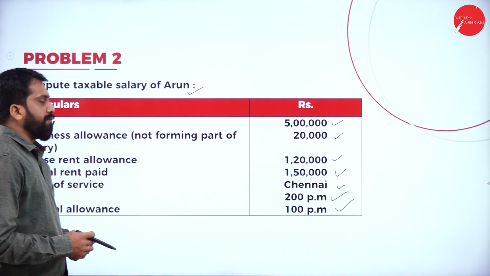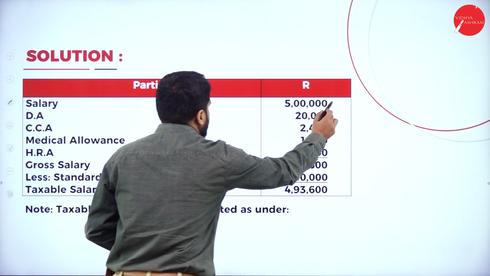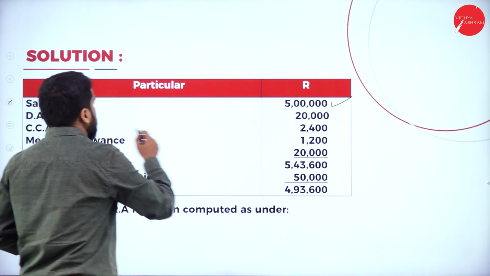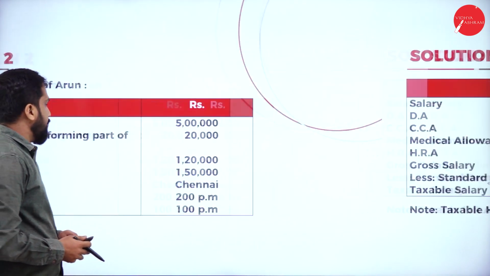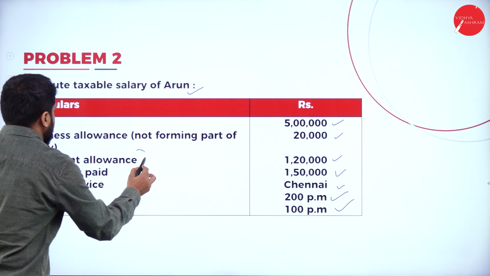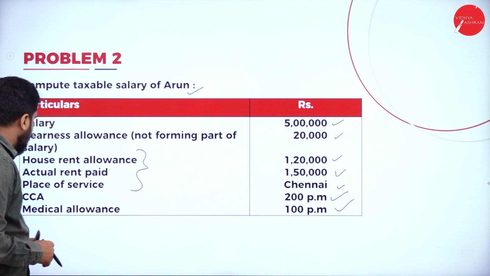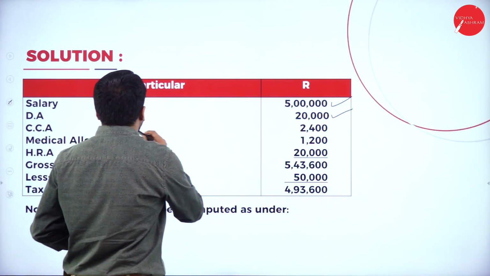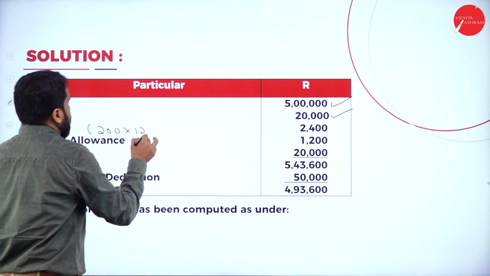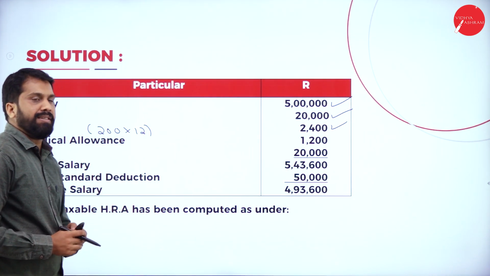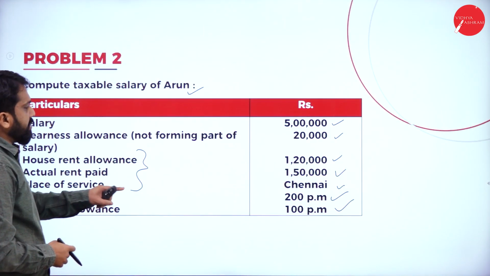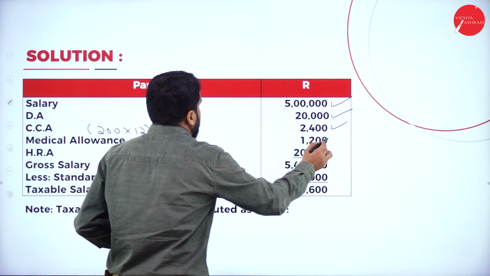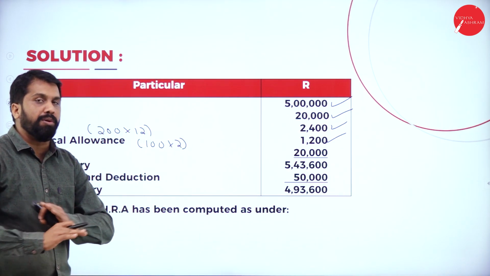Before I go to the concept, we'll do the simple things as they are. What is your salary? 5 lakh. What is your dearness allowance? It is 20,000. HRA will come later. What is next? CCA, City Compensation Allowance, 200 per month, so 200 multiplied by 12, which is 2,400. Clear? Yes. Medical allowance is 100 per month, so 100 into 12. If there are no adjustments, we write down directly, no more calculation.